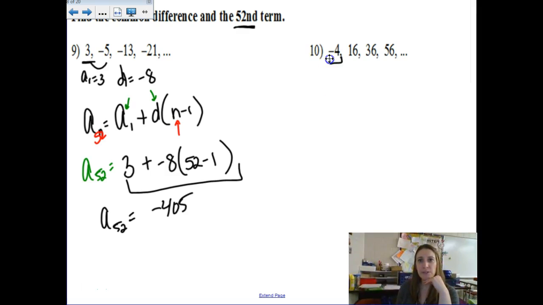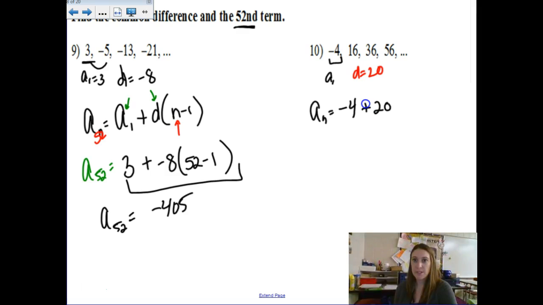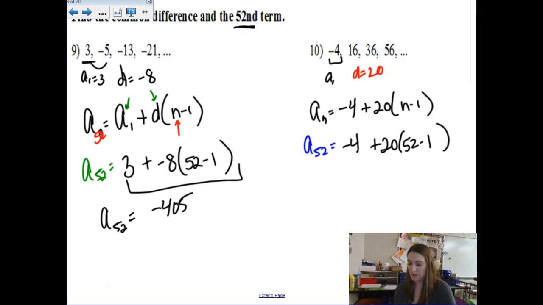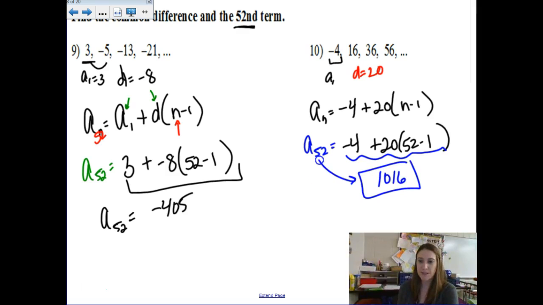So here, our first term is negative 4. Looks like our common difference is they're adding 20. So again, if I want, you can write your whole formula if you'd like. A sub n equals first term plus common difference times n minus 1. So if I specifically want my 52nd term, I'm going to start at negative 4, but then I'm going to add 20 51 times. That's where the 51 comes from. So type this in my calculator, which I already did, so I'm going to steal my answer. I got 1016 is my 52nd term in the sequence.